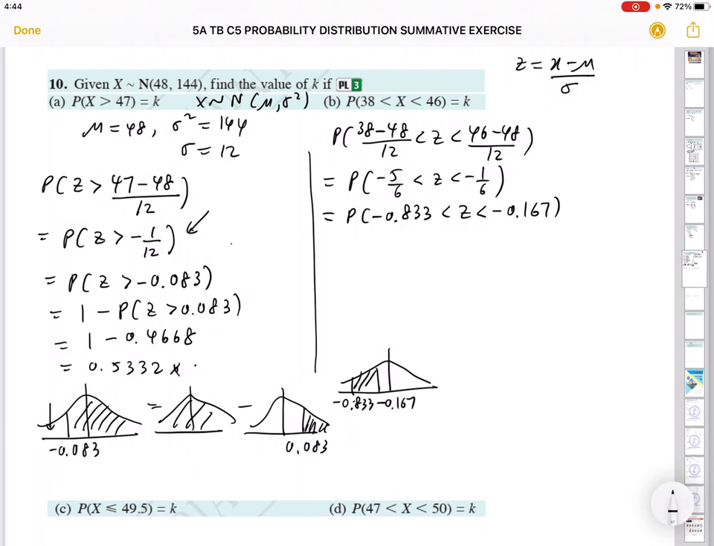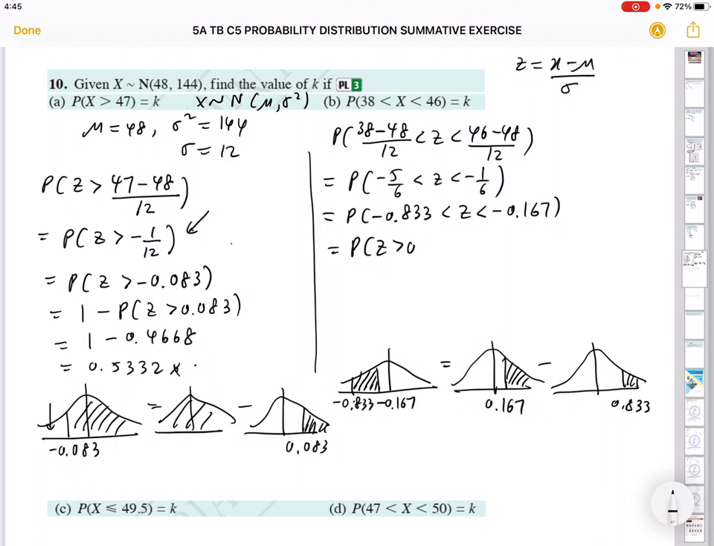So we need to flip over to the right hand side, and always remember we can only read the upper tail and we can only read the positive value. So the bigger one will be 0.167, the smaller one will be 0.833. The bigger the Z, the smaller the area, for positive side. Okay, so in this case we write P(Z more than 0.167) minus P(Z more than 0.833). Now this is based on mathematical table.